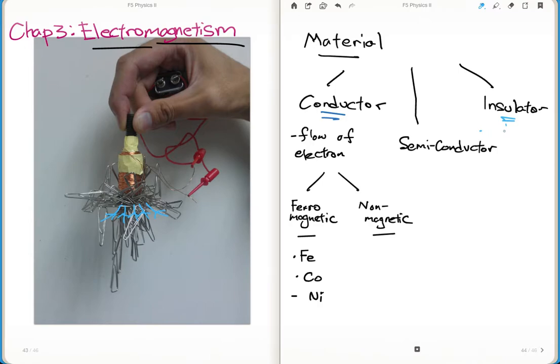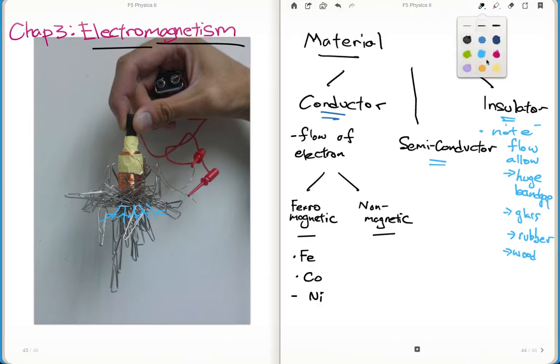Or the valence band and conduction band gap is very huge. Okay, or no electron flow allowed. Another way is we talk about the band gap, the huge band gap. Well, you get to learn about these terminologies in the next chapter. Like for example, glass, rubber, those are considered as insulator. The best one would be wood. So we will come back to semiconductor in the next chapter.